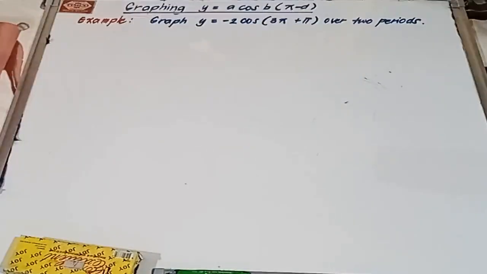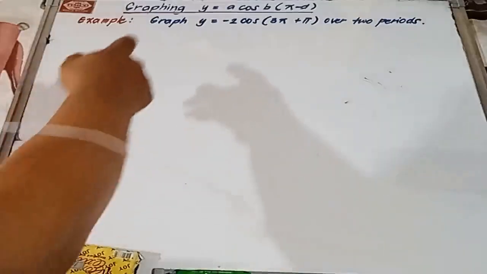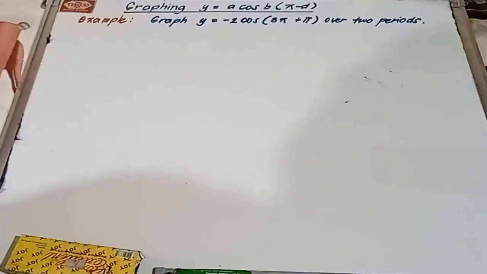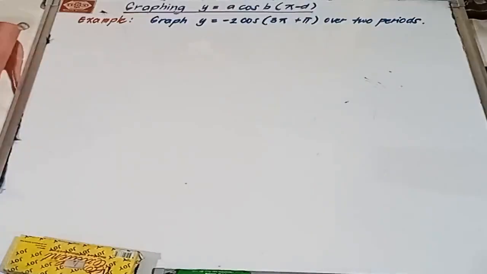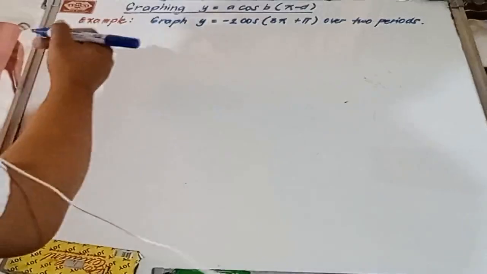Okay, paano ba natin i-graph yung function in the form of y equals a cosine b quantity x minus d? And the function to be graphed is y equals negative 2 cosine quantity 3x plus pi over 2 periods. So I'm going to show you two methods in sketching the graph of the said function. For method 1, i-apply natin yung mga previous nating natutunan in sketching the graph of sine and cosine functions translated the units to the left or right of the original function. So we use method 1.